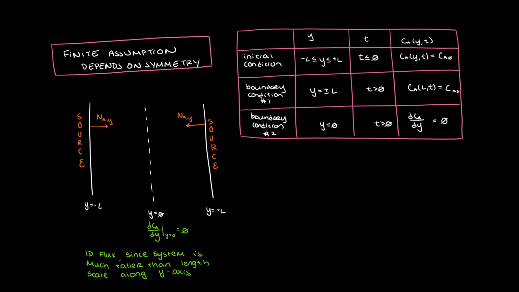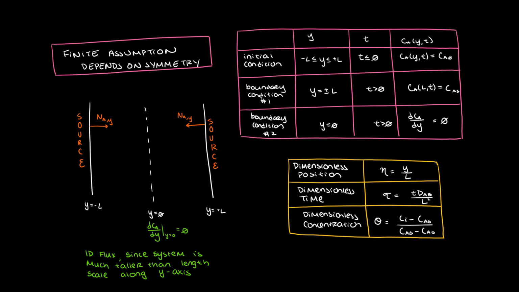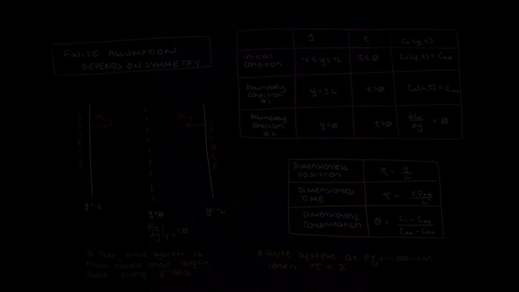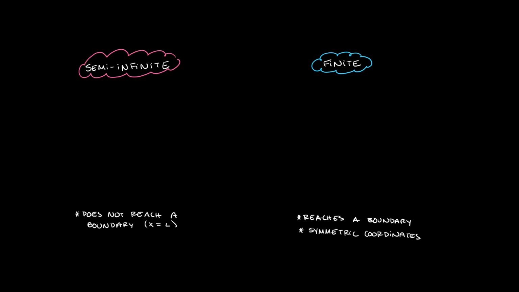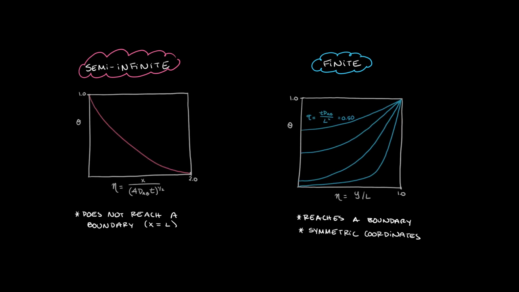We have provided another table of initial and boundary conditions that are common for diffusion in finite mediums. The dimensionless variables are also compiled in the yellow table. A finite system will eventually reach equilibrium at a time tau equals 2. A great distinction between semi-infinite and finite assumptions is whether the molecule of interest reaches a boundary or not.